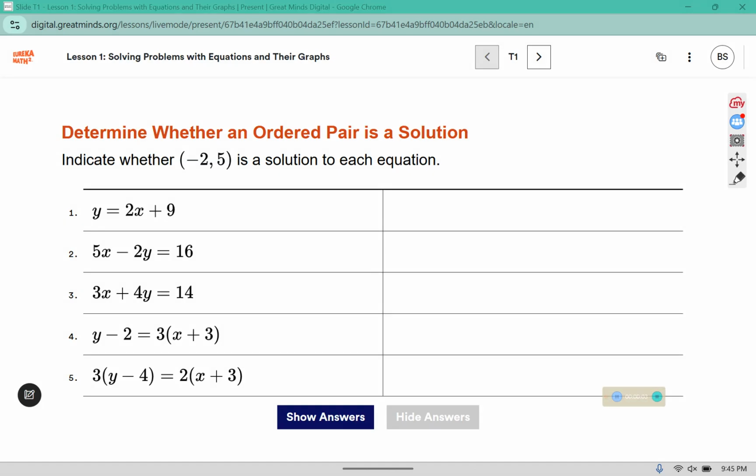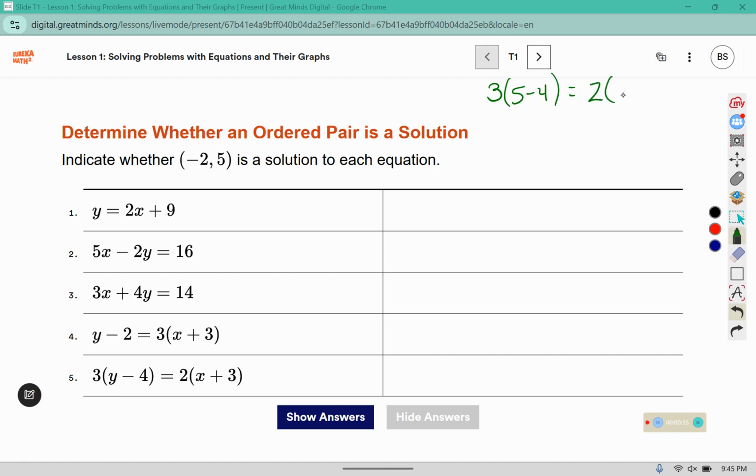Indicate whether negative 2, 5 is a solution to each equation. You're going to replace negative 2 in the x position and 5 in the y position. I'm looking at this last equation. In the parentheses, 5 minus 4 is 1.